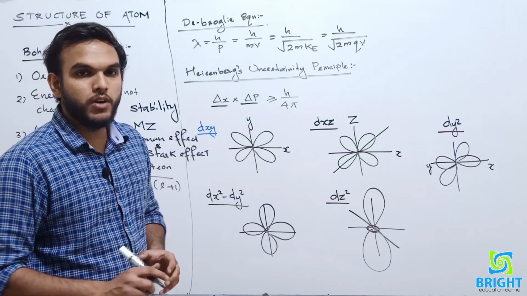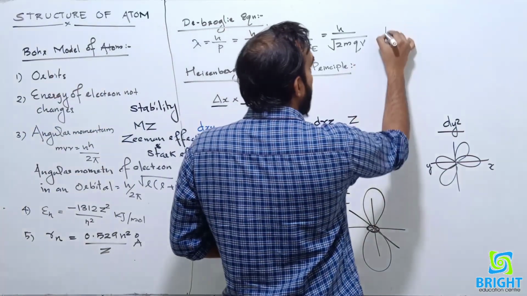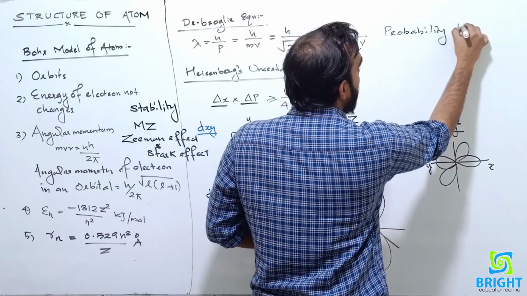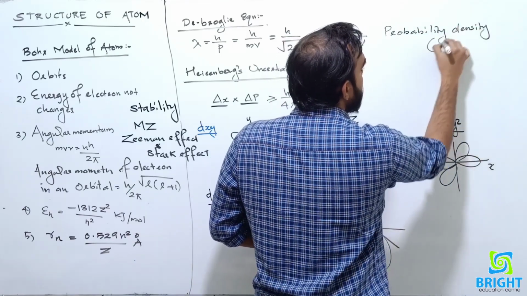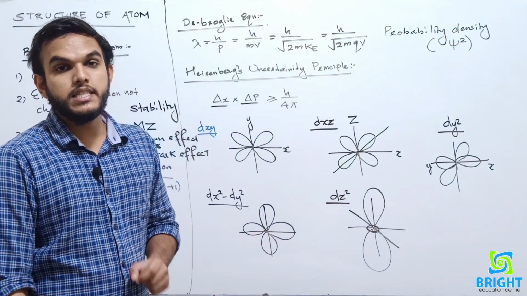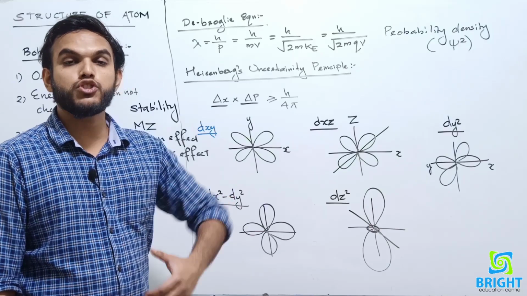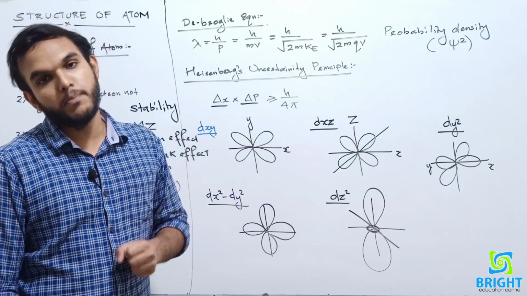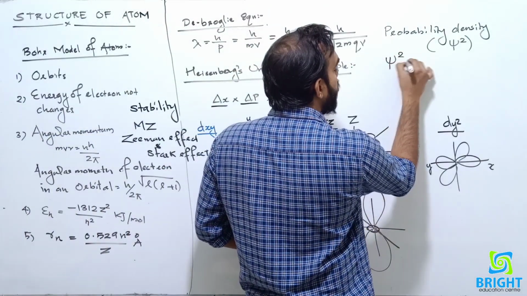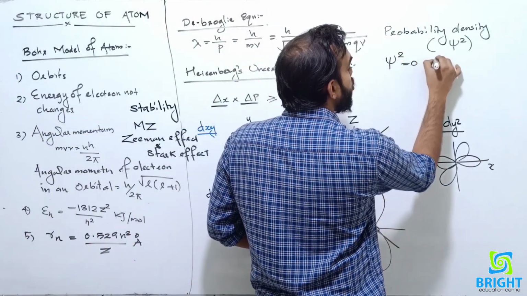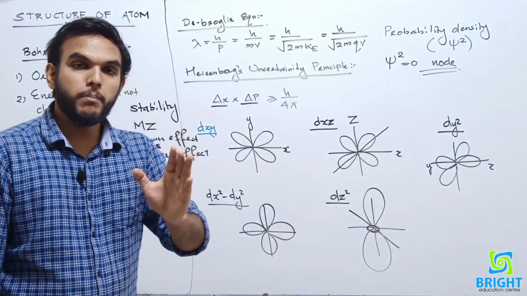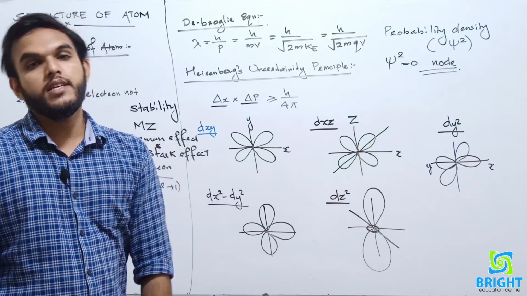For this chapter, we have to study a little bit more about probability density. The probability density is represented by psi square or chi square. The maximum density of finding electrons in an orbital is known as the probability density. The point at which the probability density is equal to zero is known as a node.